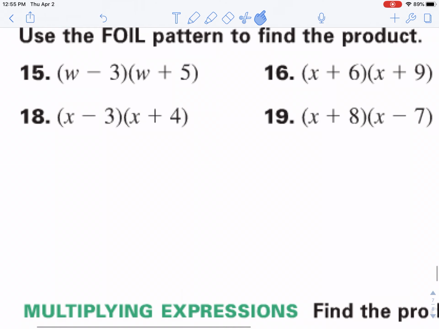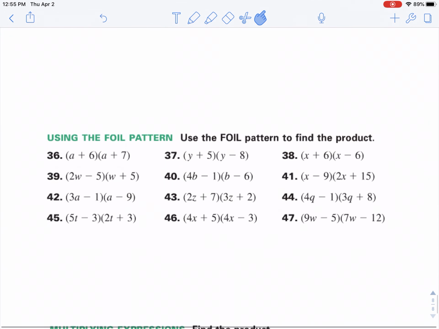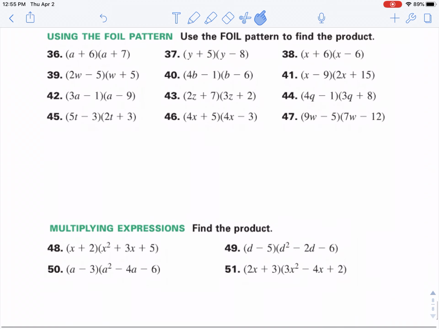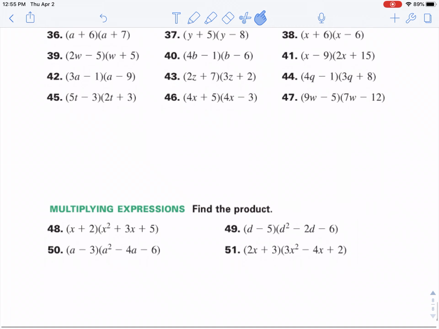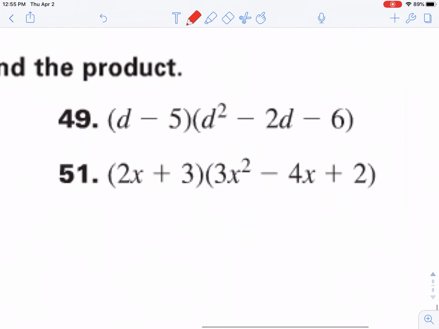Let's try a tougher one, and then the rest will be your homework. On the next slide, all the way down here, these ones at the end here, like number 49. Actually, let's do your very last one. Let's do 51. Ready? Now you have 2 terms times 3 terms. So 2 times 3 is going to be 6. We're going to wind up with 6 distributings here. We're going to have to distribute 6 times.